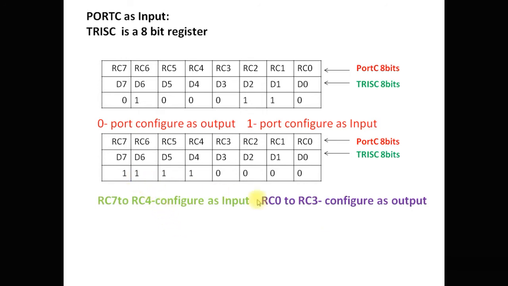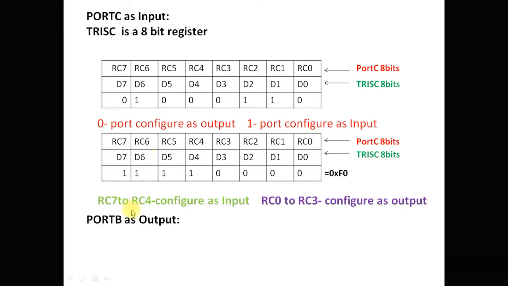According to the ones and zeros filled in the direction register, the individual bits of port C will be affected. So RC7 to RC4 are configured as input by writing 1 in D4 to D7 of the direction control register, and RC0 to RC3 are configured as output by writing 0 in D0 to D3. At last, we calculate the 8-bit hexadecimal value from the direction register, because it will be very useful while developing the embedded C program for the application.